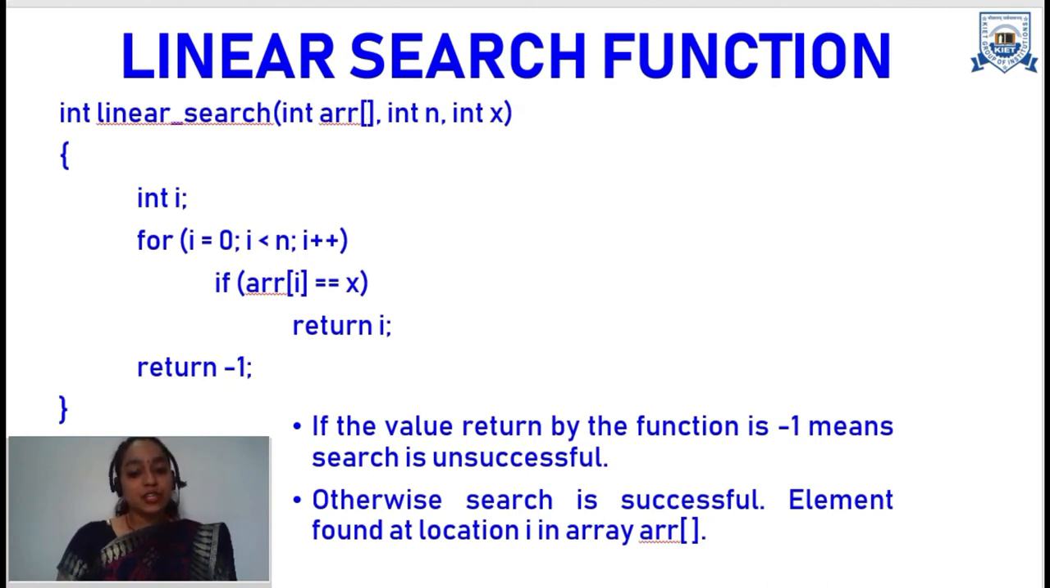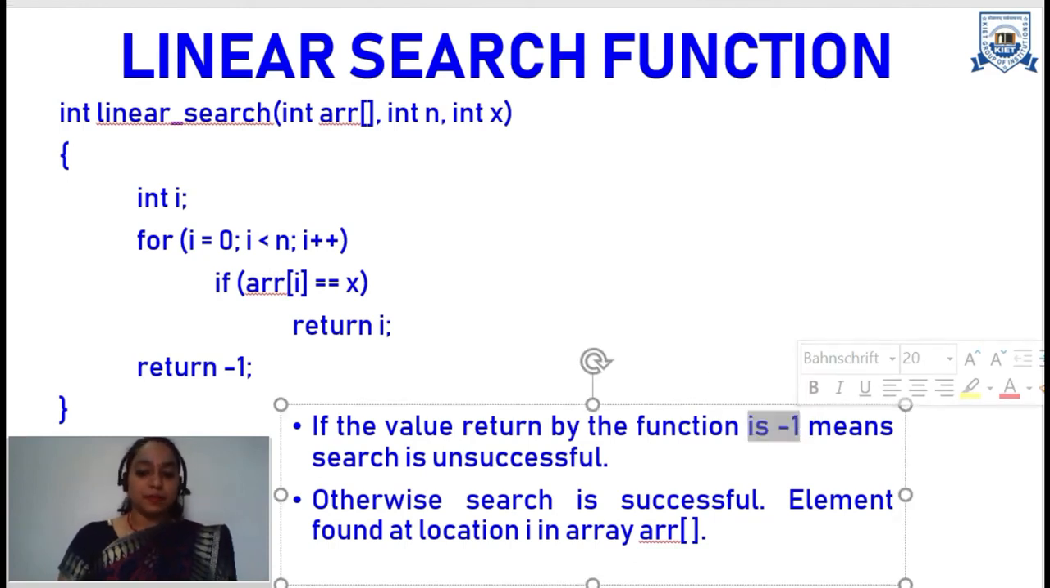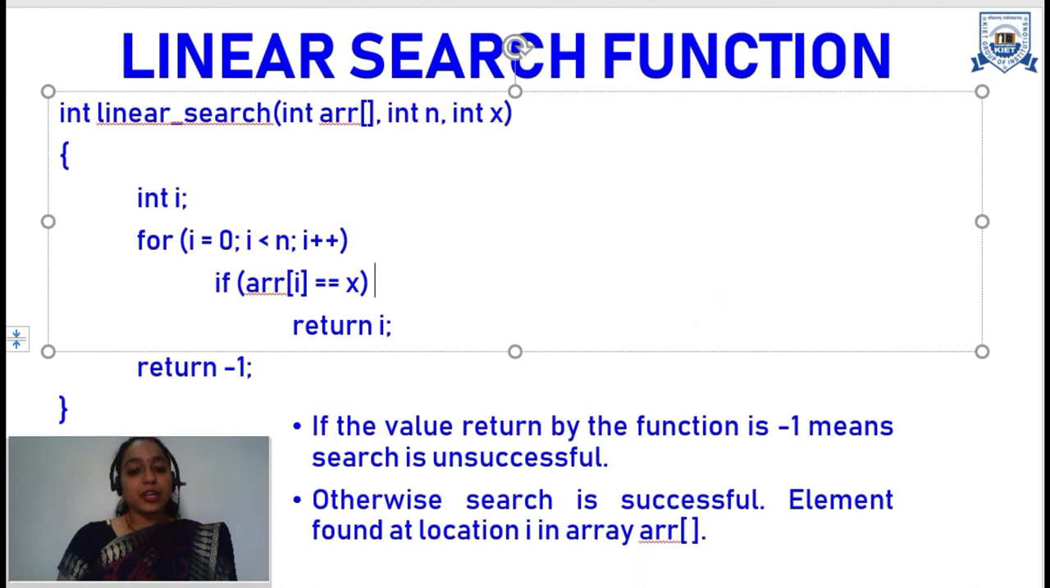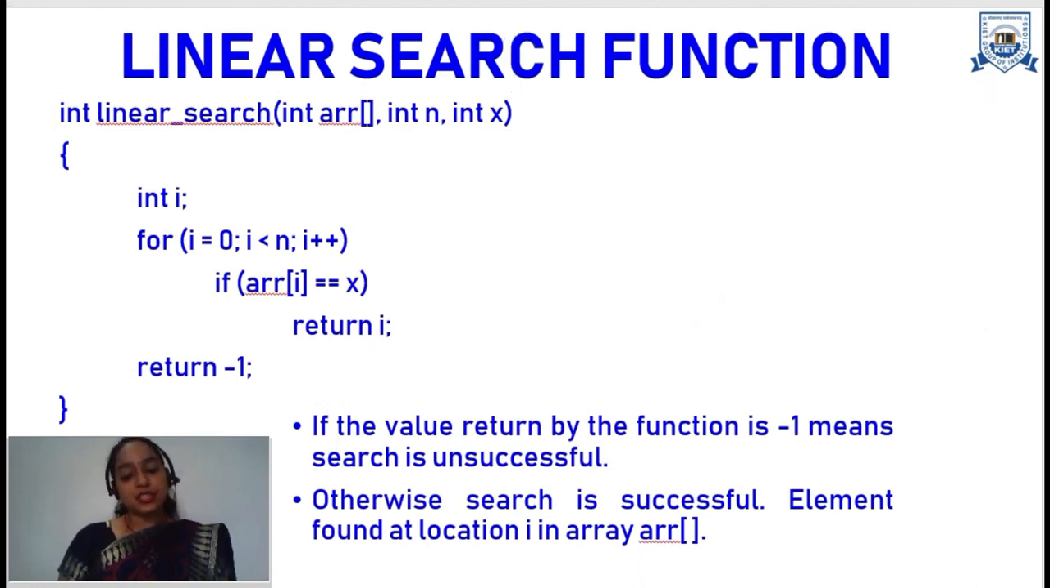Okay, so the search is unsuccessful, which can be indicated by the value -1. And if any value other than -1 is returned, then that means our search is successful and element x is found at location i in the array. So this is the implementation of a linear search.